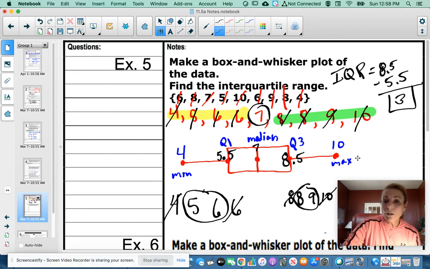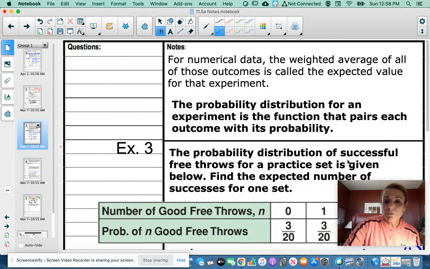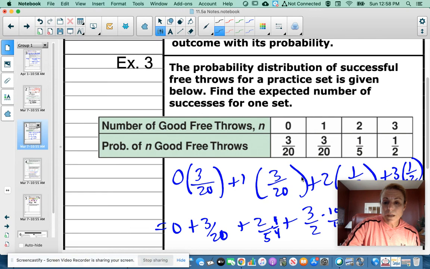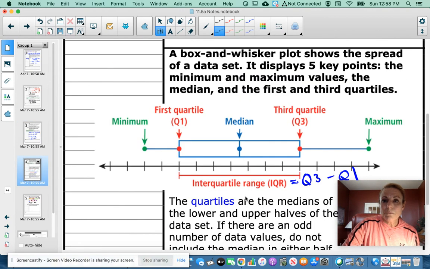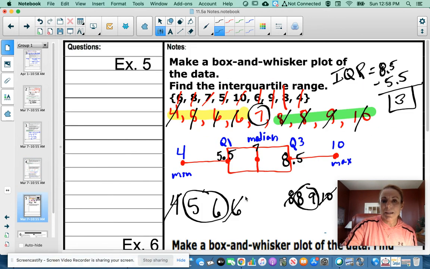And recall again, let's go back to here. Scroll down. Never mind. I wanted to go here. The box and whisker plot shows the spread of a data set, how spread out your data is.